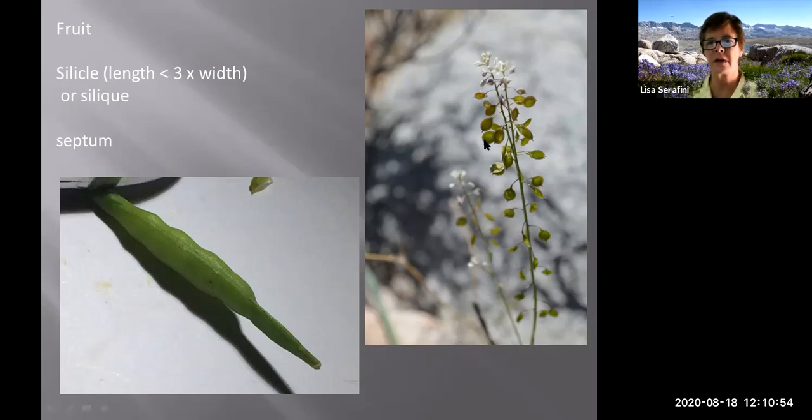Silicles, like these over here, are fruits where the length is less than 3 times the width. So think roughly roundish. Siliques are sleek. They're long and thin, so technically the length is at least 3 times the width or longer. And what makes these silicles or siliques is their structure more than just the length and width. So I'm going to go to the whiteboard and we'll talk about this in a little bit more detail.